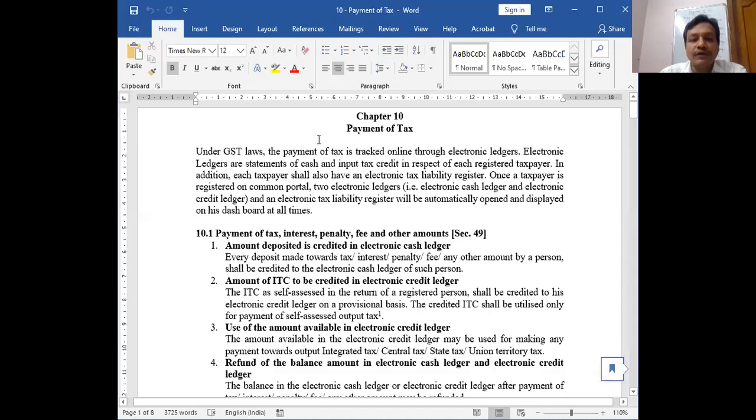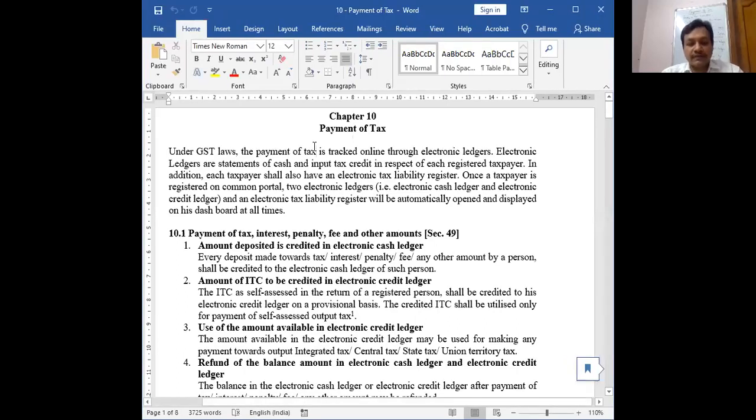Now this is the new screen which you can see. Payment of tax. So I'm discussing section 49, payment of tax. Let me discuss the relevant points. First point, amount deposited is credited in electronic cash ledger.